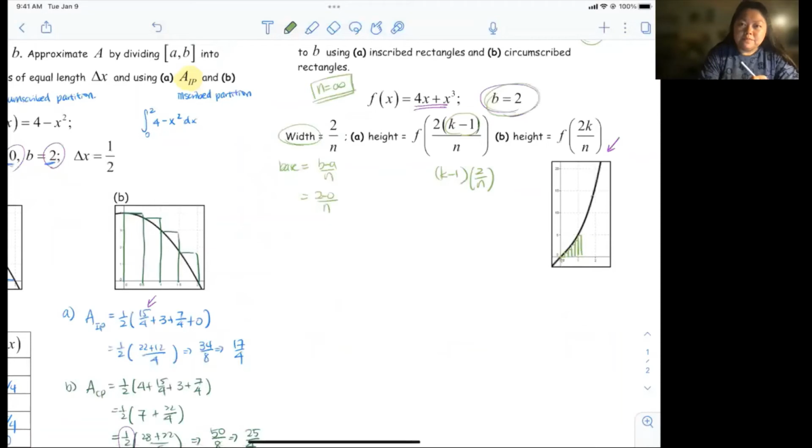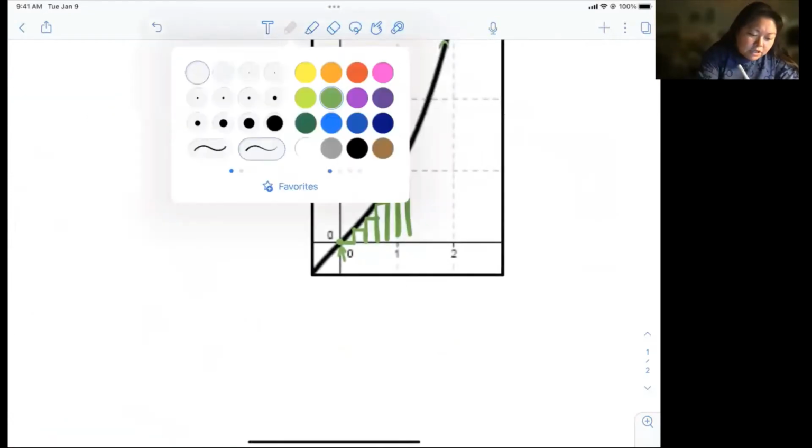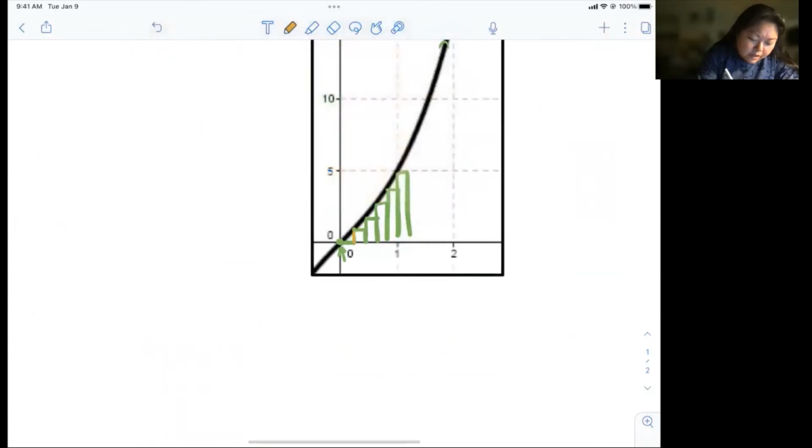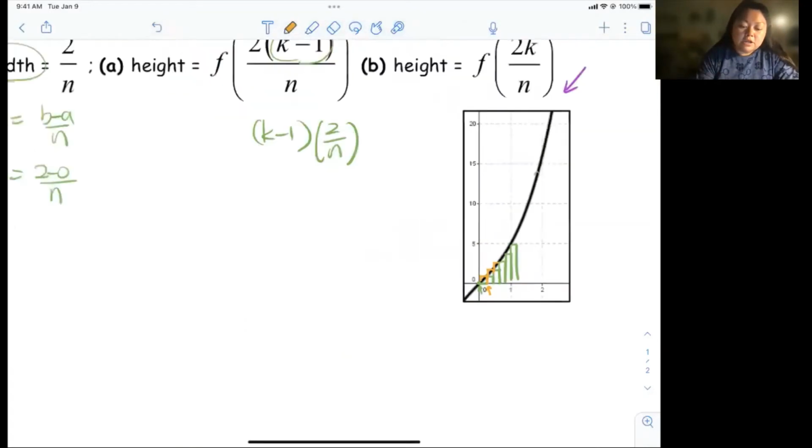over n. Okay. If I want circumscribed, it's actually going to start at the right end. So circumscribed is going to start here, start at the next number. Well, 1 over will actually start us at k.